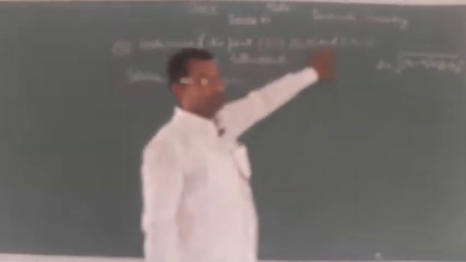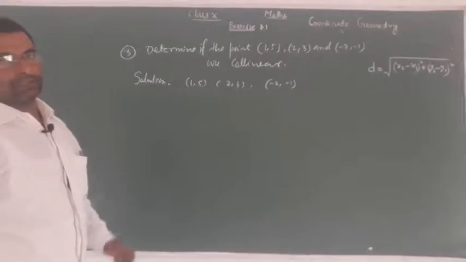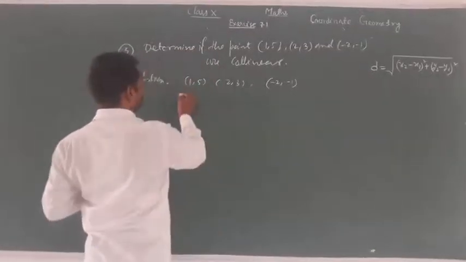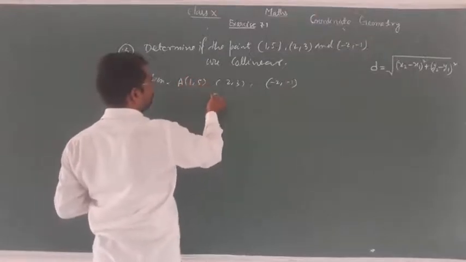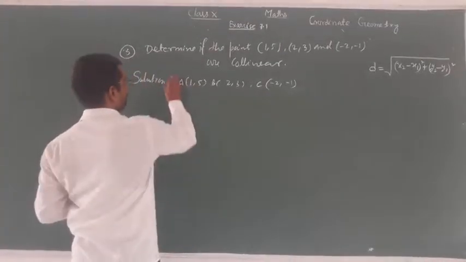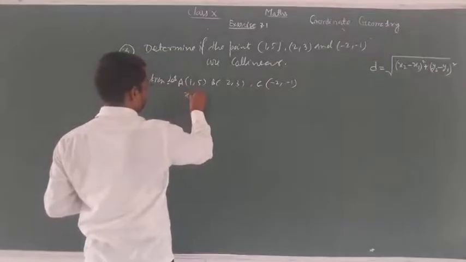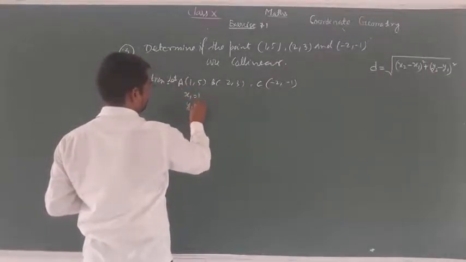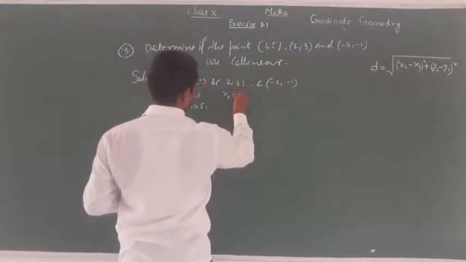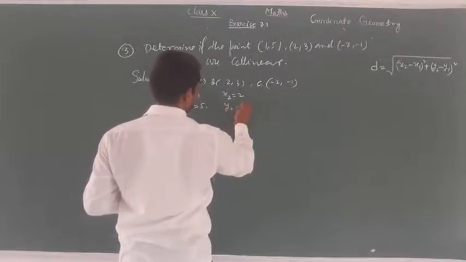These given points are collinear, so the points lie on one line. Now let A be this point, B this point, and C this point. So now let x1 equal 1, y1 equal 5, and x2 equal 2 and y2 equal 3.